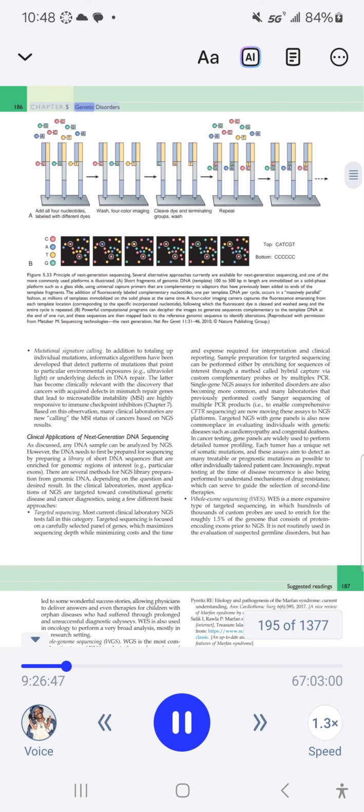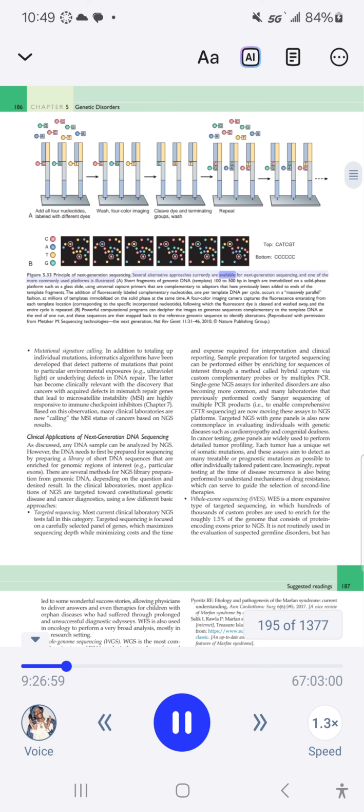Chapter 5. Genetic Disorders. AGCCTG, AAGCCTG, ACGTCGTCGTC, GGATCGGATC. Add all 4 nucleotides, labeled with different dyes, wash, 4-color imaging, cleave dye and terminating groups, wash, repeat. Figure 5.3 Principle of Next Generation Sequencing.